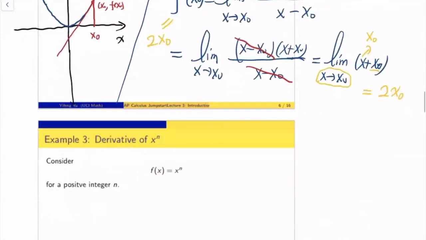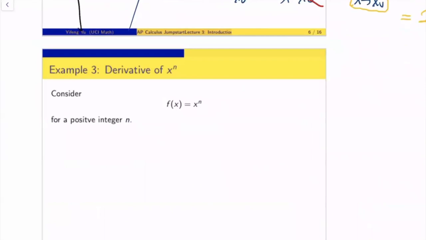All right, now let's look at a polynomial, x to the n, where n is a positive integer. Let's calculate its derivative. By definition, again, let's keep reminding ourselves of the definition of derivative, which is conceptually important. It happens very often that students remember those formulas of derivatives, but forget the original definition of derivative.